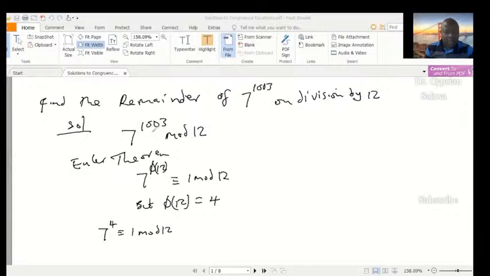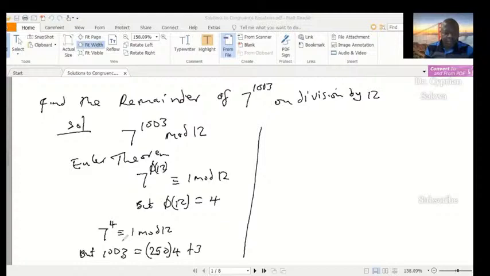So this 1003 we must write in terms of 4. 1003 in terms of 4, 4 would go there 250 times, and the remainder will be 3. So that is how 4 goes there.